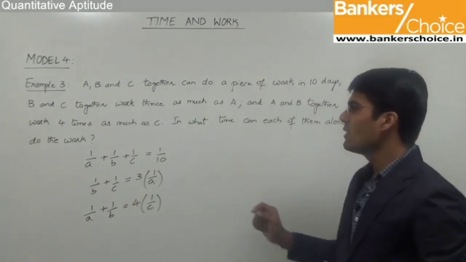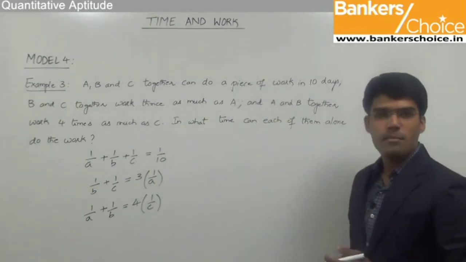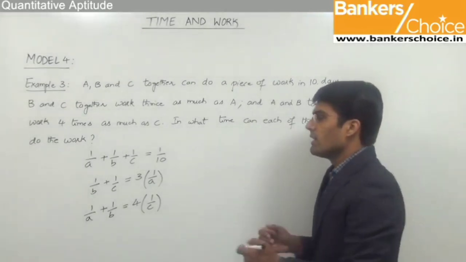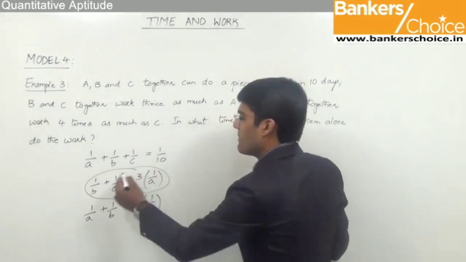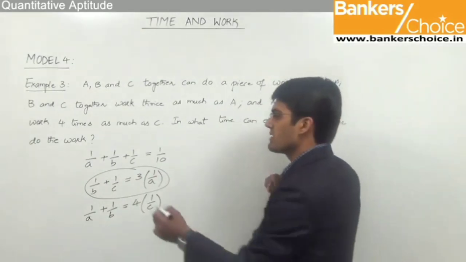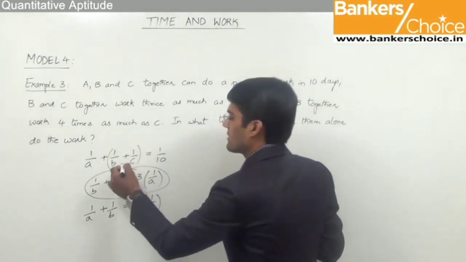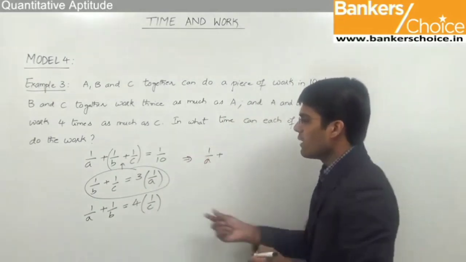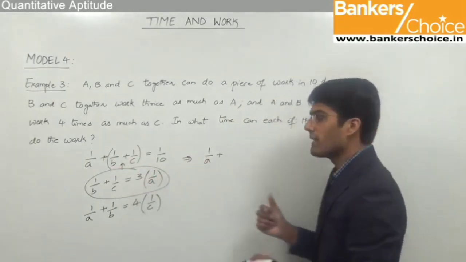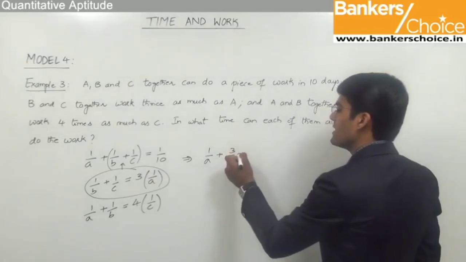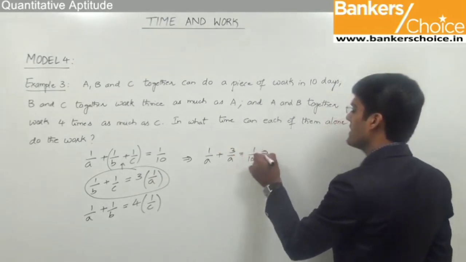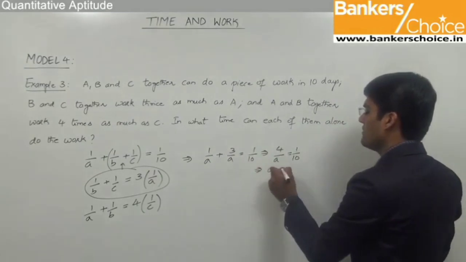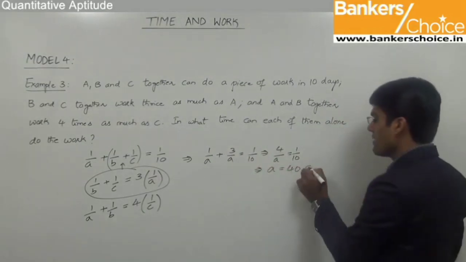Now from these three equations, we are supposed to find out how much time is required by each one of them to finish the work. Now we know that 1/B + 1/C is equal to 3/A. So let us substitute that in this equation. So we can say that 1/A + 1/B + 1/C becomes 1/A + 3/A, which should be equal to 1/10. So very clearly 4/A is 1/10, and hence A should be equal to 40. That is nothing but 40 days.